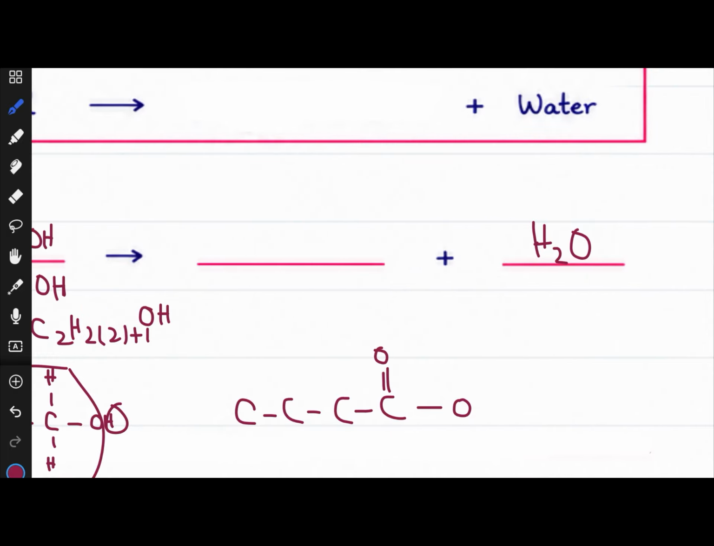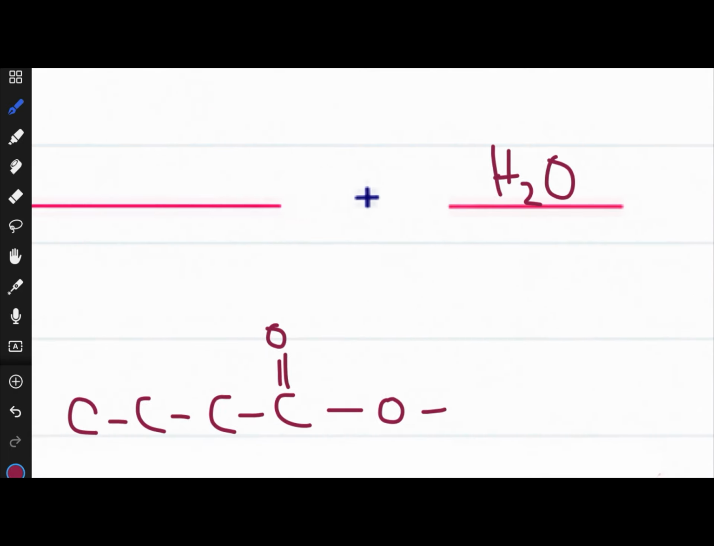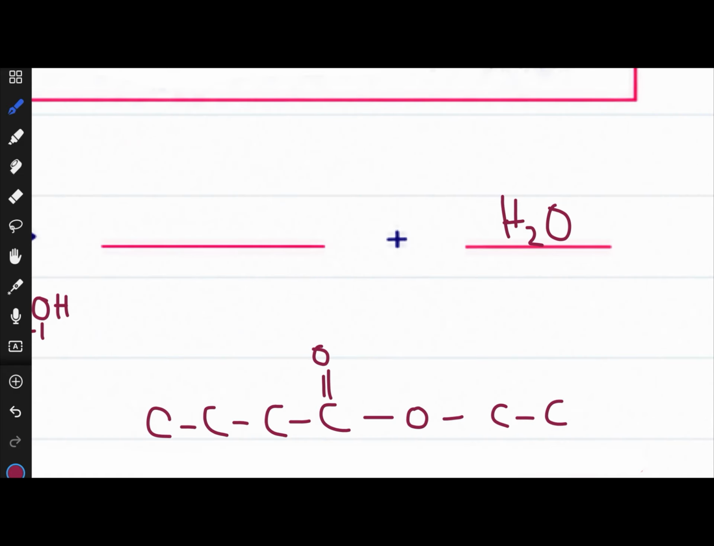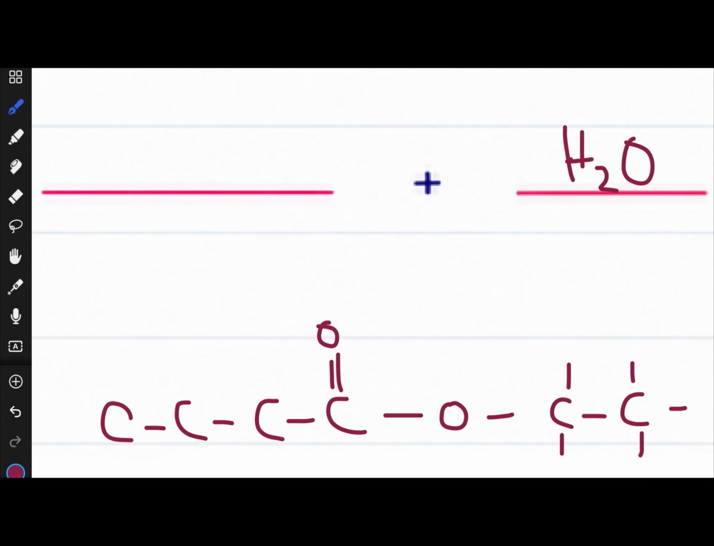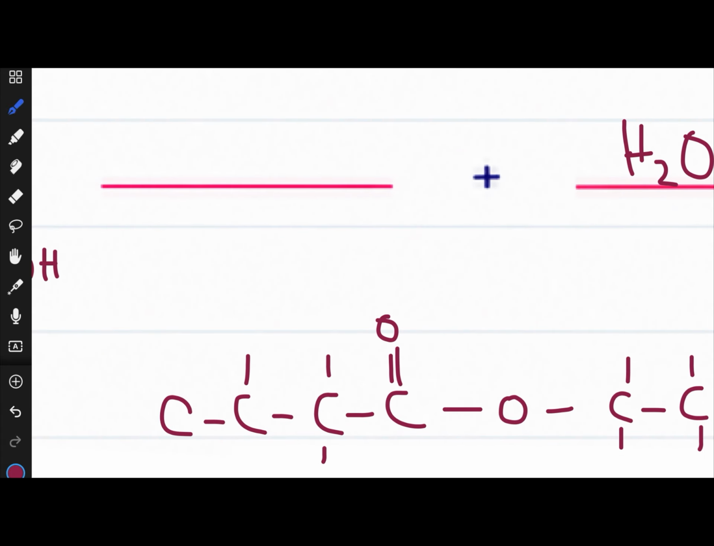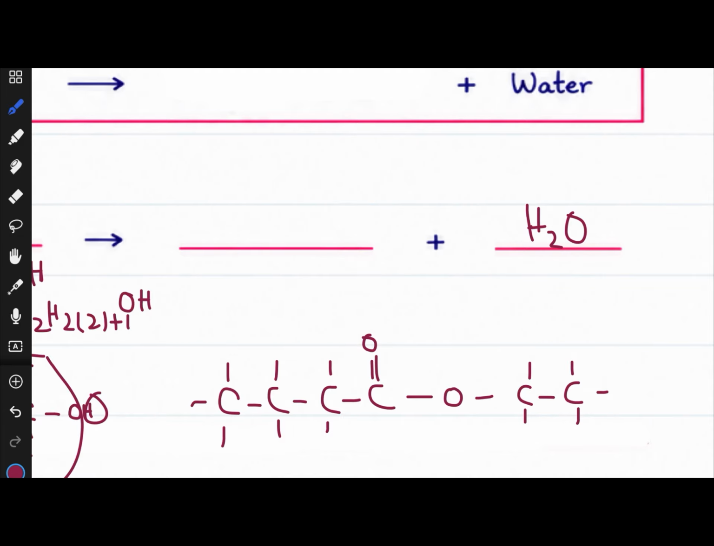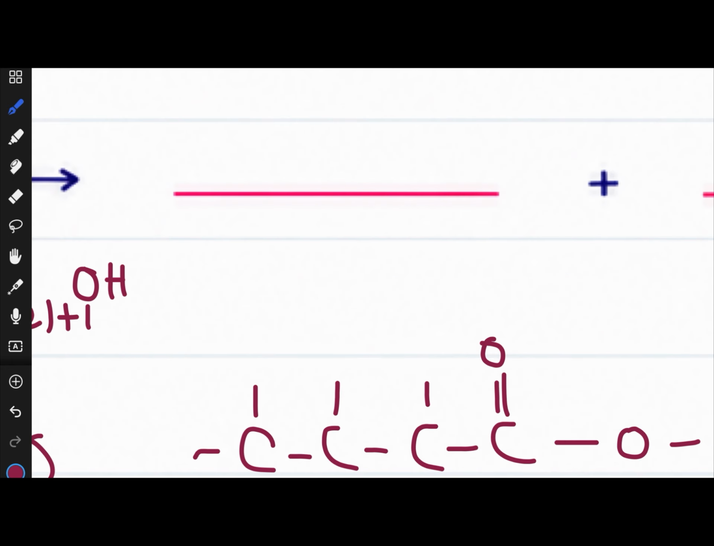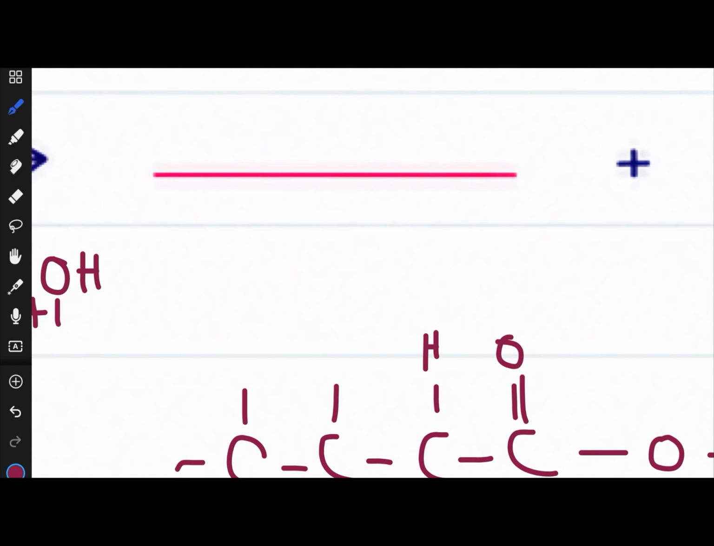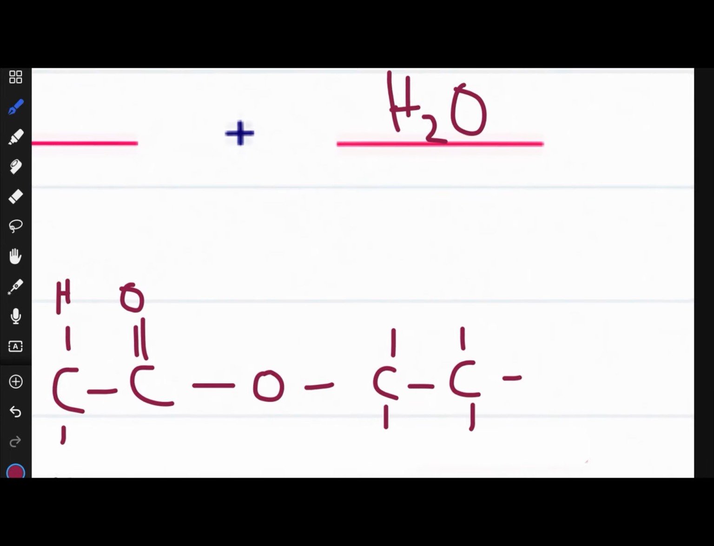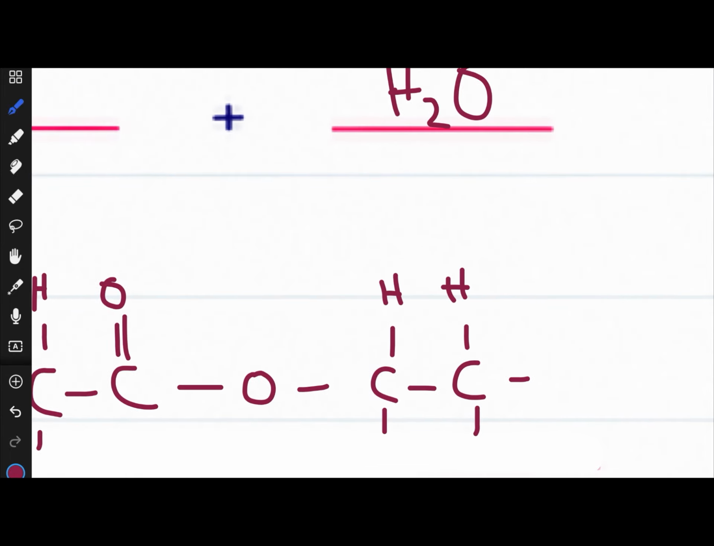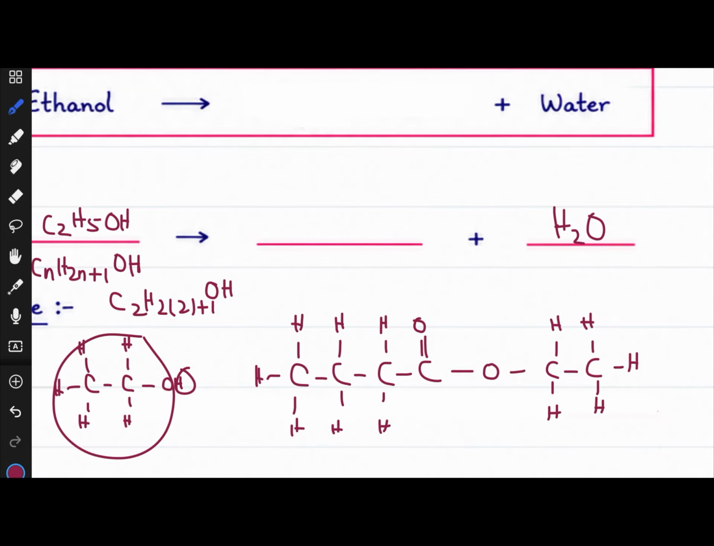And now let's complete the alcohol part with 2 carbon atoms. And now let's complete the bonds of each carbon atom, like this. And now let's put H atoms along with each one, like this, and this. We're going to do the same thing with the alcohol part. And this is how we have drawn the displayed structural formula of our ester.